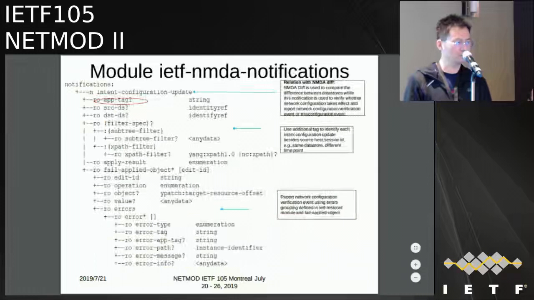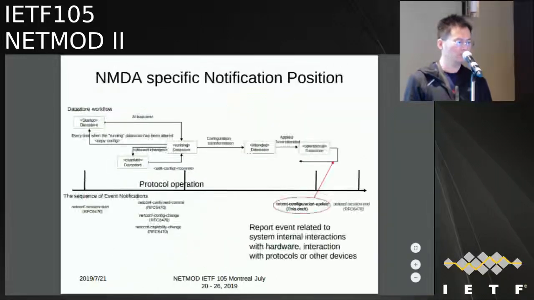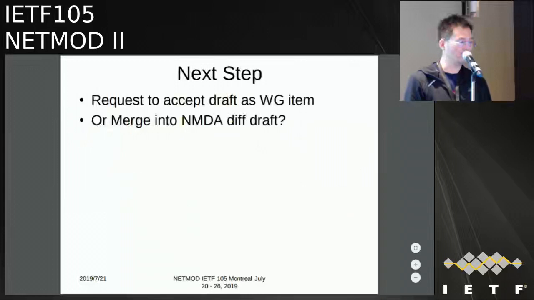And here is the model structure. We made some changes. We introduce an application tag to provide a new parameter to identify each update. Also, we clarified the difference with NMDA diff, and we think this can work together with NMDA diff. This is the position of this notification, and we already presented this at the last IETF meeting, showing the position of this message. So this draft has been around for a while, and we think it can synergize with NMDA diff. We want to hear what the working group thinks about this again.